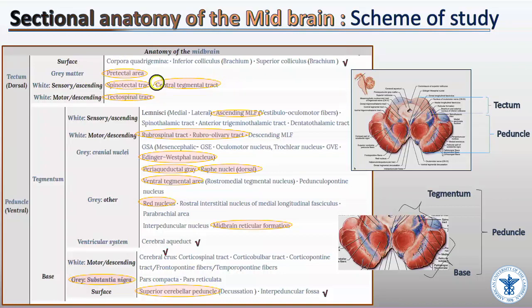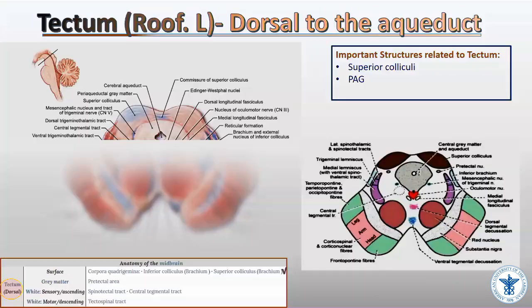Now, some of these I've circled. We'll look at some of these areas in a little bit more detail. The ones that are ticked are something that we have already seen yesterday. So we saw the aqueduct, we saw the colliculi, we saw the brachium, and the interpeduncular fossa. Now we'll look at some of these in some more detail. We begin with the tectum, the dorsalmost part of the midbrain.